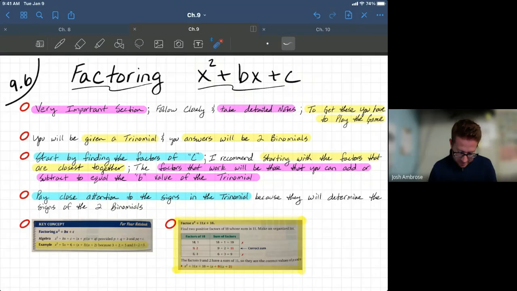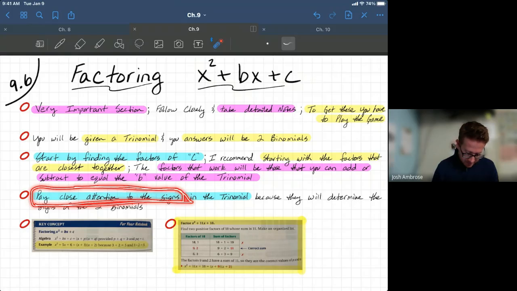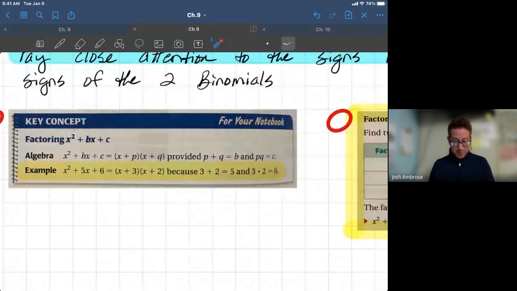Okay, then the factors that work, in other words, how do I know that I have the right answer, will be those that you either add or subtract to equal the B value. That's right there, the B value. Okay, and pay very close attention to the signs. All right, very close attention to the signs. Now, let's go ahead and zoom in here. These are examples that I want you to copy. If I've highlighted an example, I want you to copy the example.